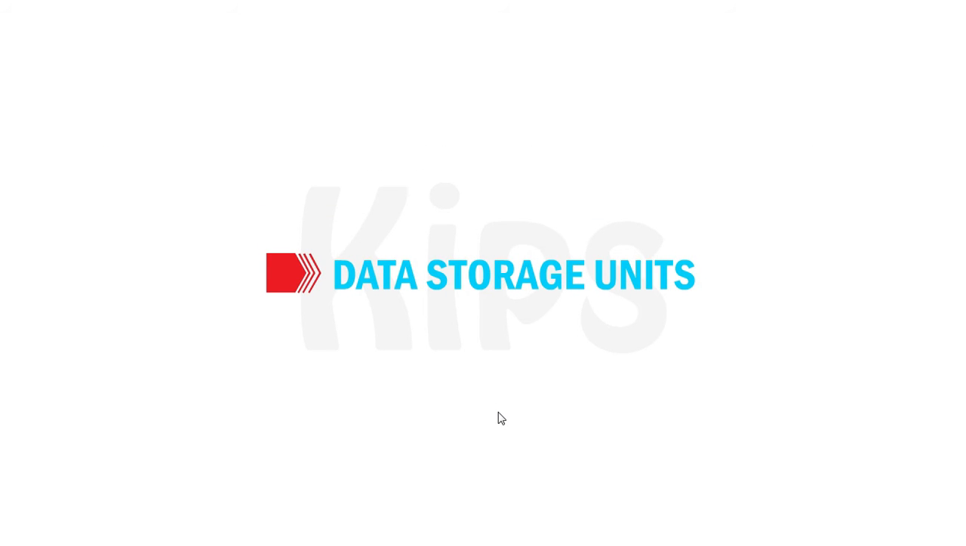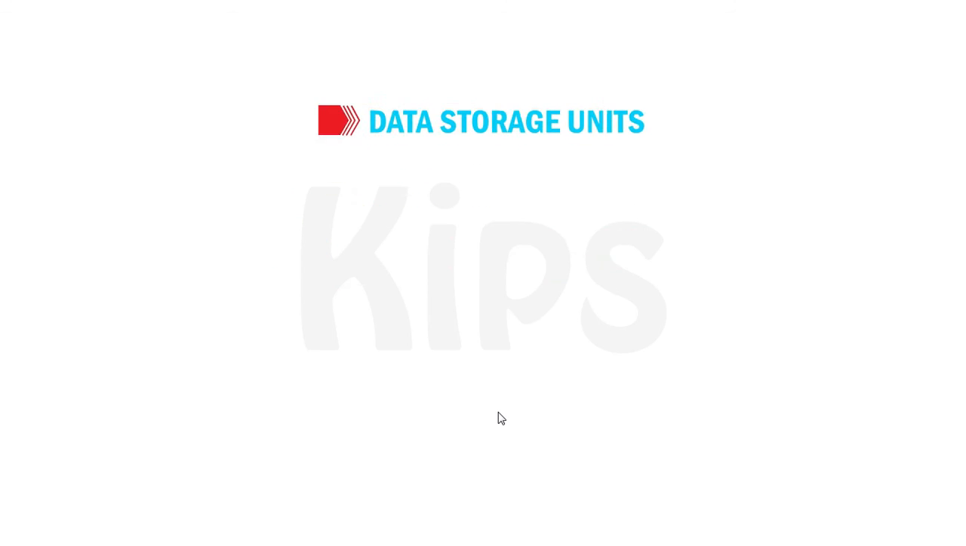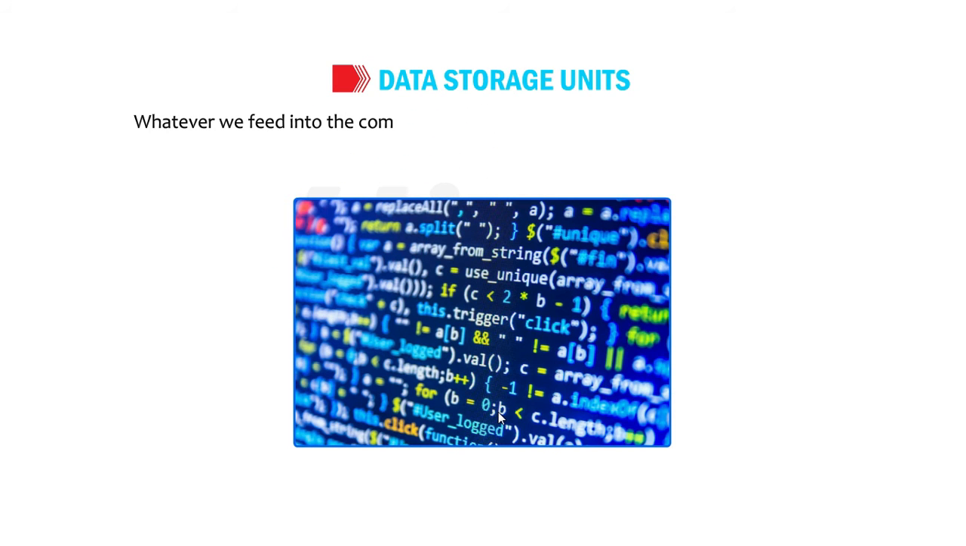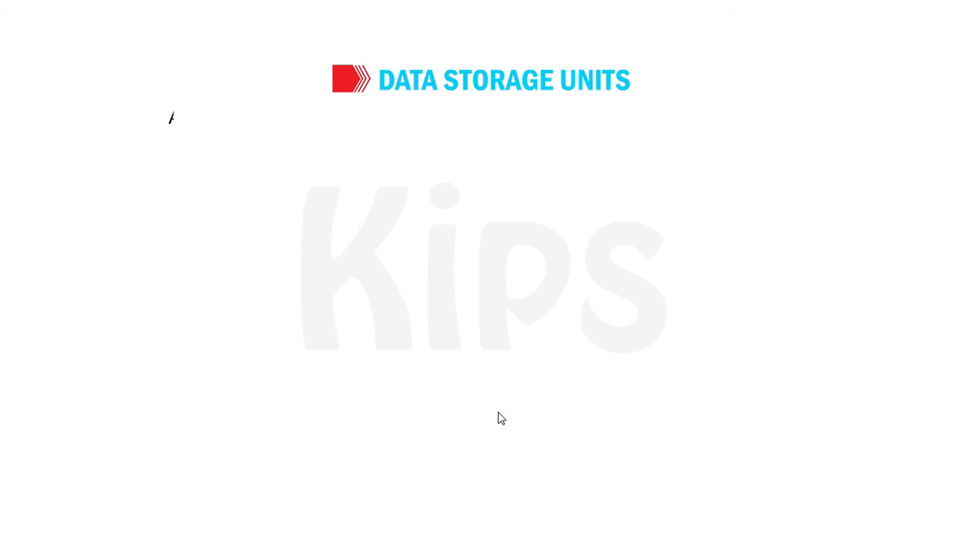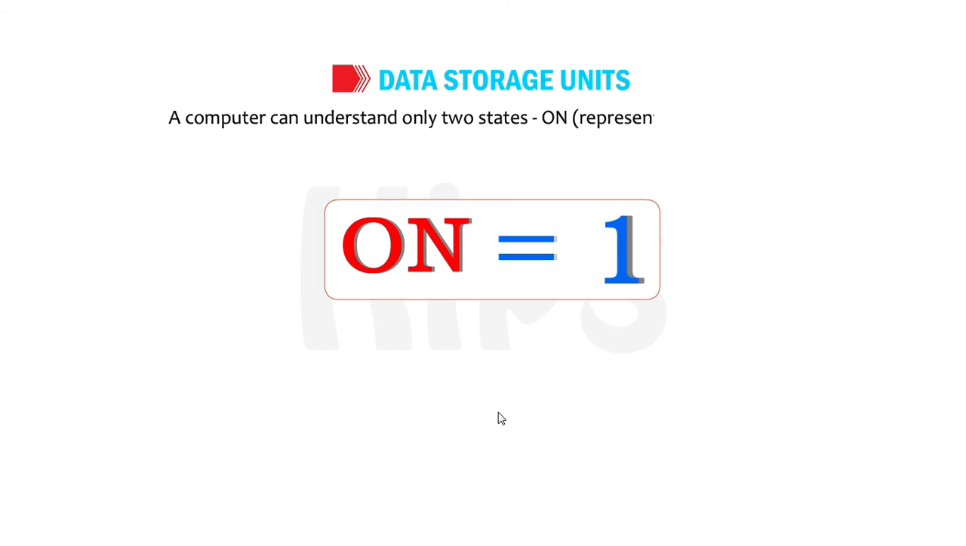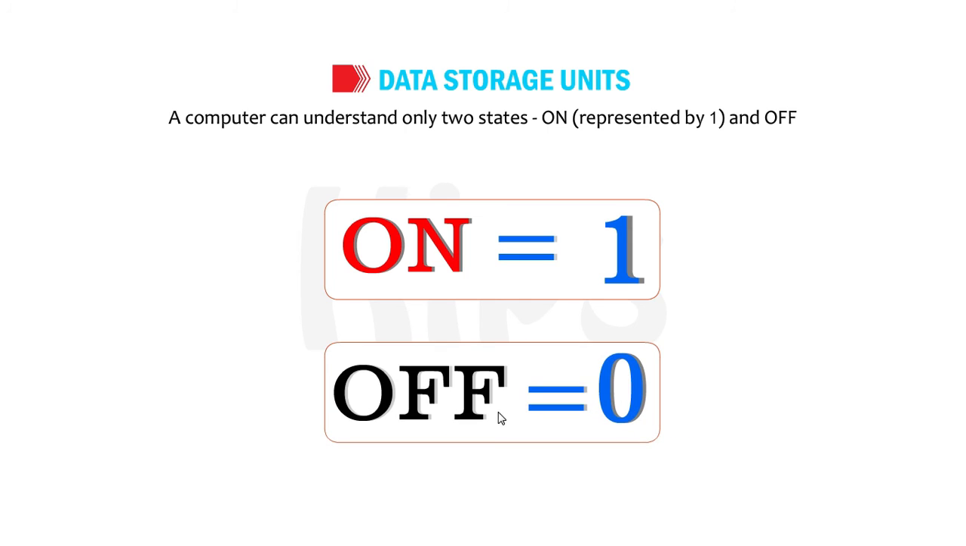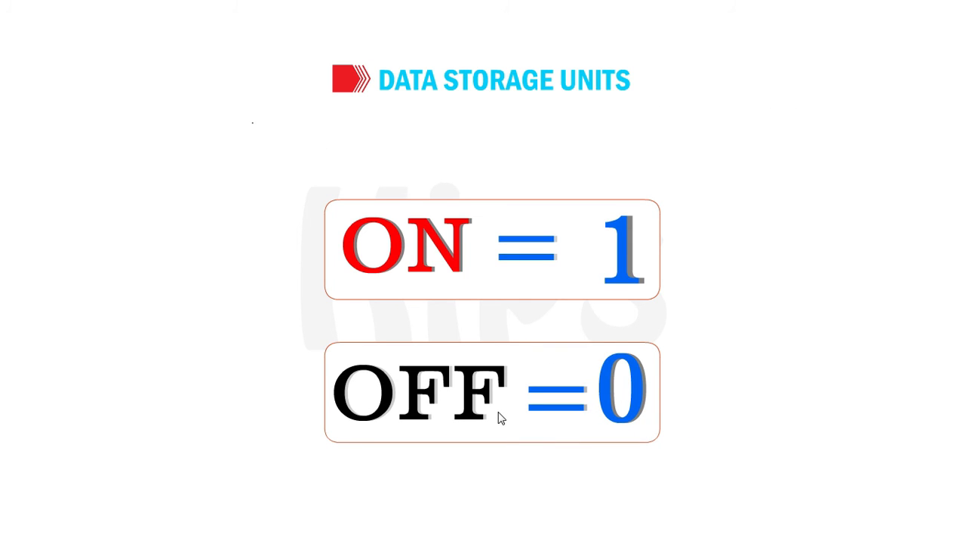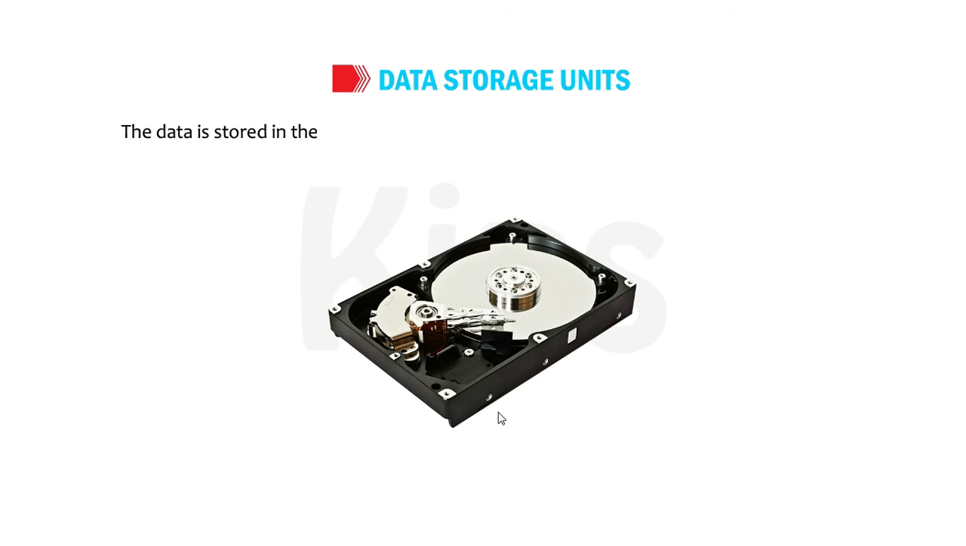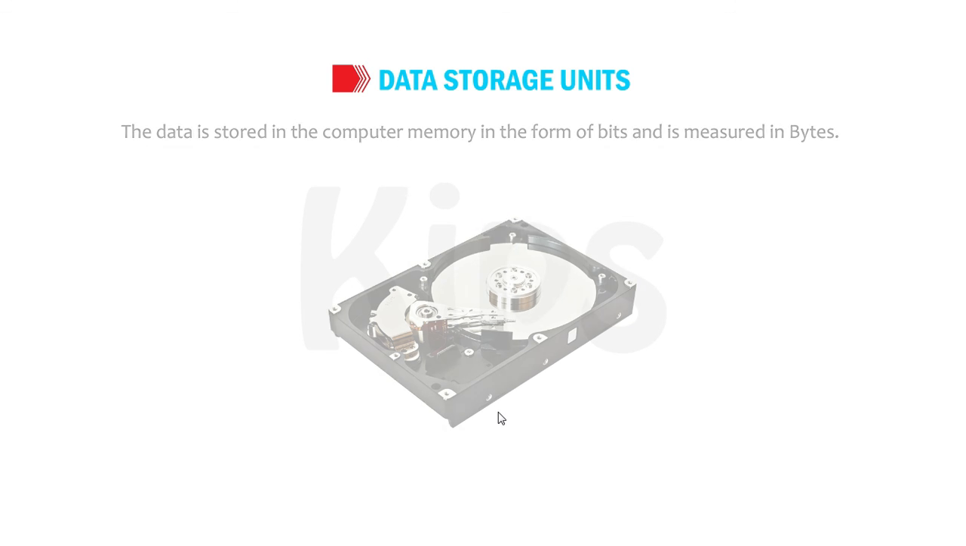Okay, now let us talk about the data storage units. Whatever we feed into the computer gets converted into a machine understandable code called machine code. A computer can understand only two states, on, represented by 1, and off, represented by 0. These two digits, 0 and 1, are called binary digits or bits. The data is stored in the computer memory in the form of bits and is measured in bytes.